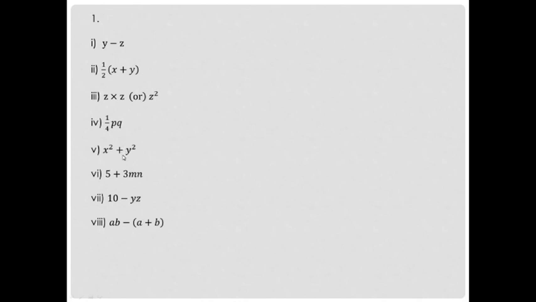Then question number 5, numbers x and y both squared and added. Squared means to the power 2, no? So x and y are squared and they are added. That means x square plus y square. Then question number 6 has number 5 added to 3 times the product of numbers m and n. That means 5 plus 3mn. So the words given there as equations are written out here as algebraic expressions. So it's number 7.